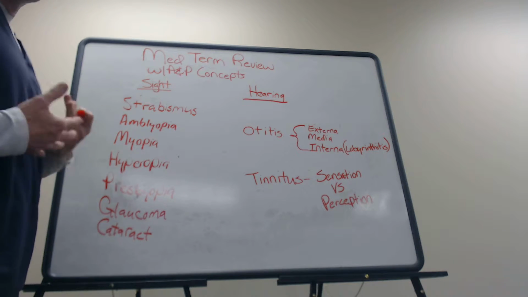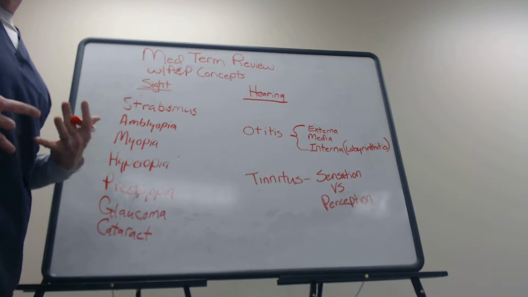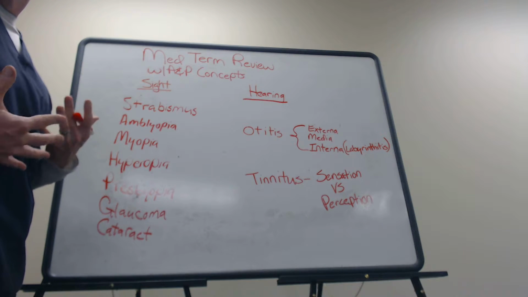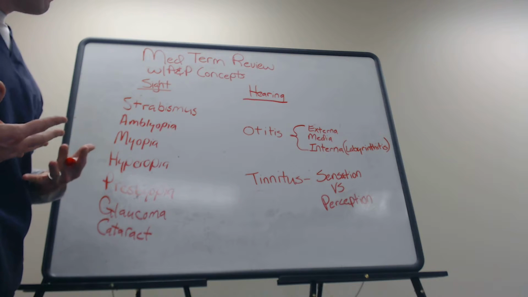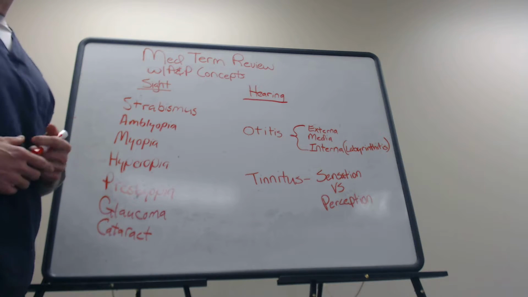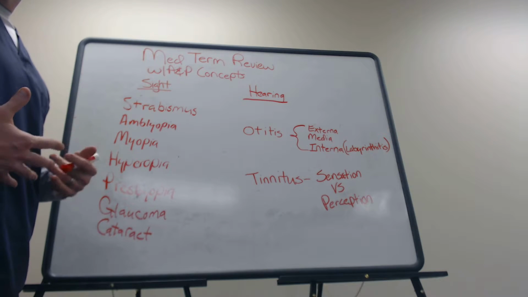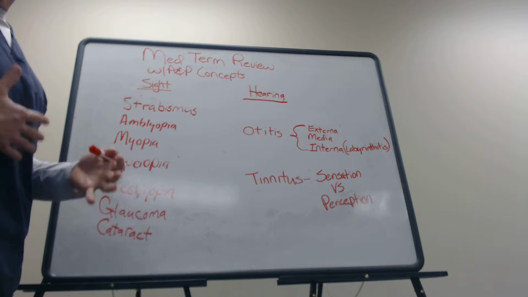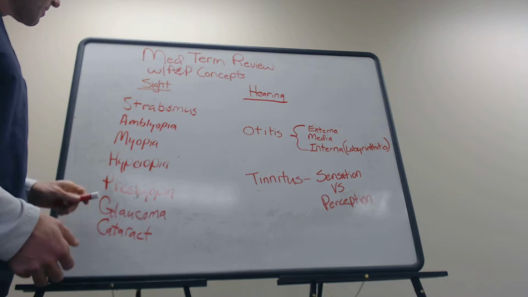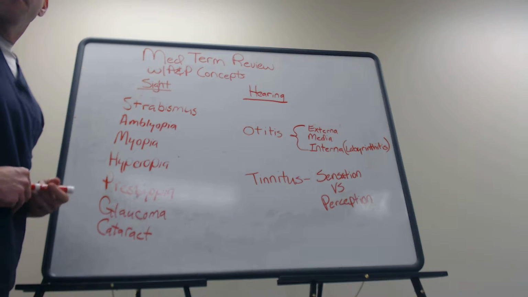The next term, myopia, means nearsightedness. Nearsightedness. You can see things close up, but you can't see them far away, in contrast with the next term, hyperopia. In this case, you can see objects that are a ways off. This is farsightedness. Now, presbyopia.